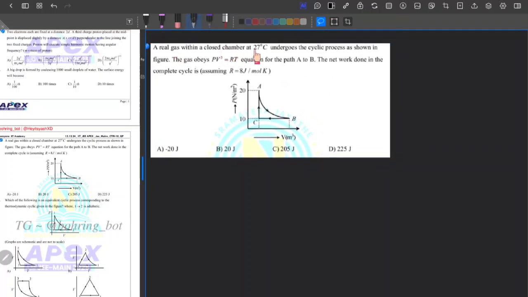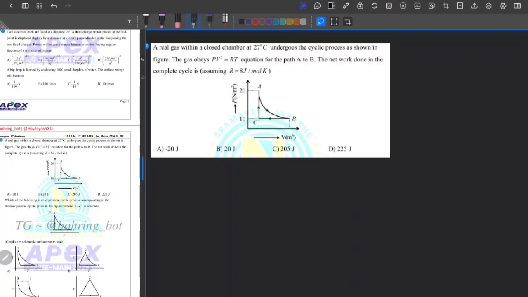A real gas within a closed chamber at 27 degrees Celsius undergoes the cyclic process as shown in the figure. The gas obeys PV cube equal to RT equation for path A to B. The net work done in a complete cycle is. So there is A to B, B to C, and C to A. If you look at the diagram, B to C is isobaric, and C to A is isochoric, and we don't know A to B. We have to calculate the work done here.